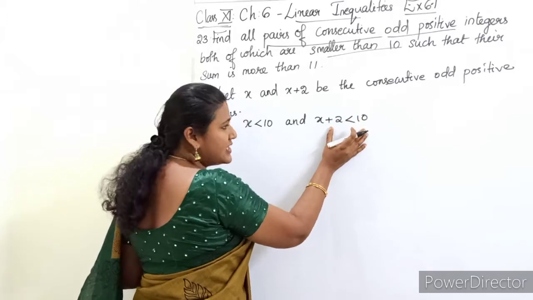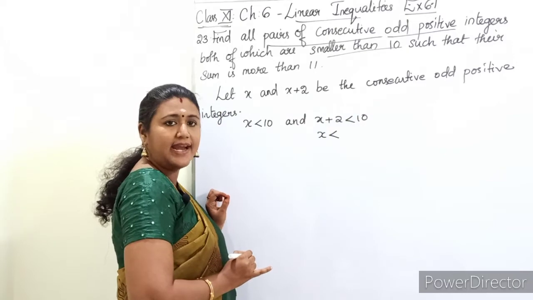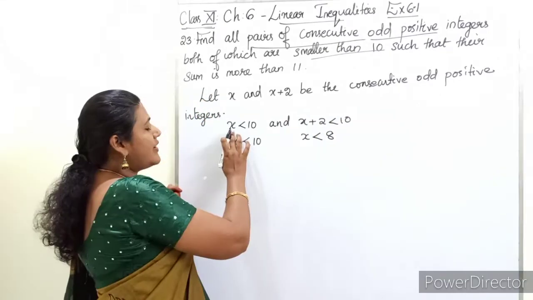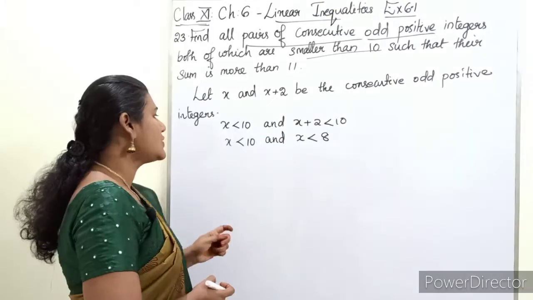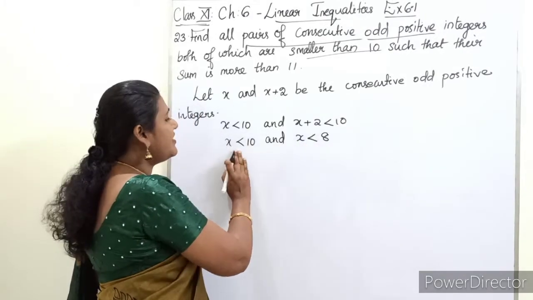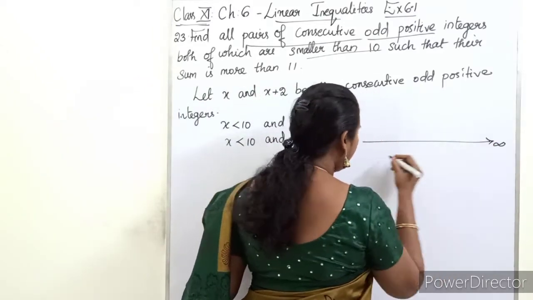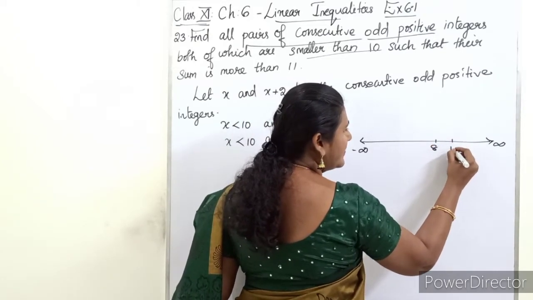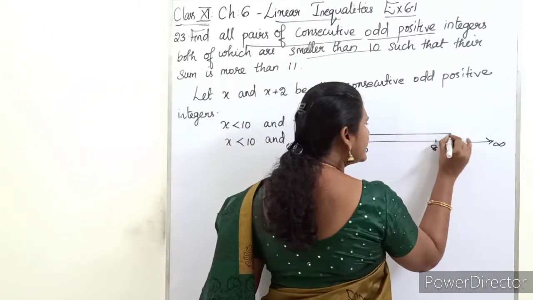From this second condition, we can write X is less than, when you take 2 to the right side, 10 minus 2 is 8, so X is less than 8. So what we got? X is less than 10 and X is less than 8. So now we will find the intersection of these two. Here we will mark 8 and here we will mark 10. So X less than 10 means this portion.